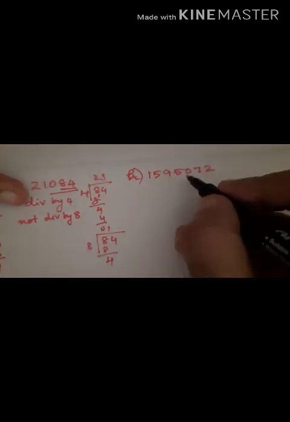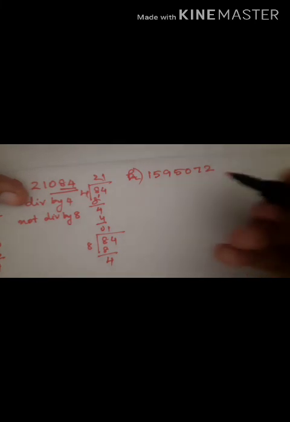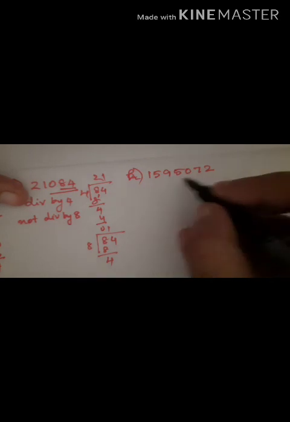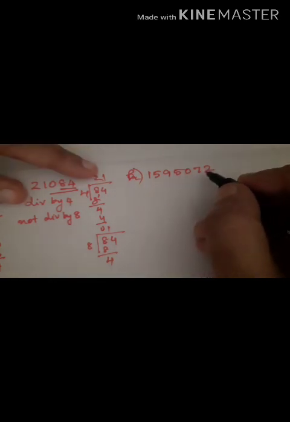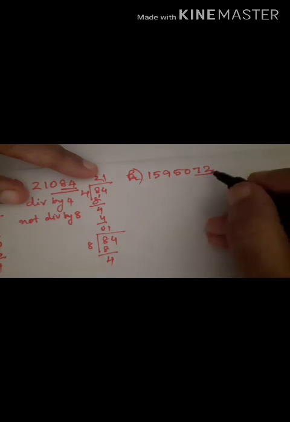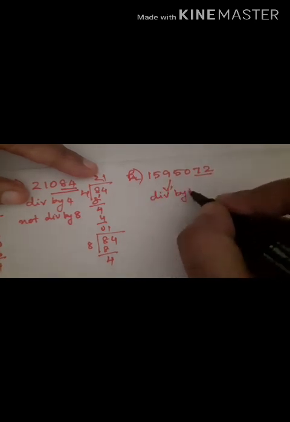Now see the next one. 1595072. So it is 15,95,072. You needn't check the whole number. To check the divisibility of 4, take the last 2 digits, 72. Here before we already divided 72 once, isn't it? It's the first question. So you found that 72 is a multiple of 4. Therefore, you can directly write it is divisible by 4.